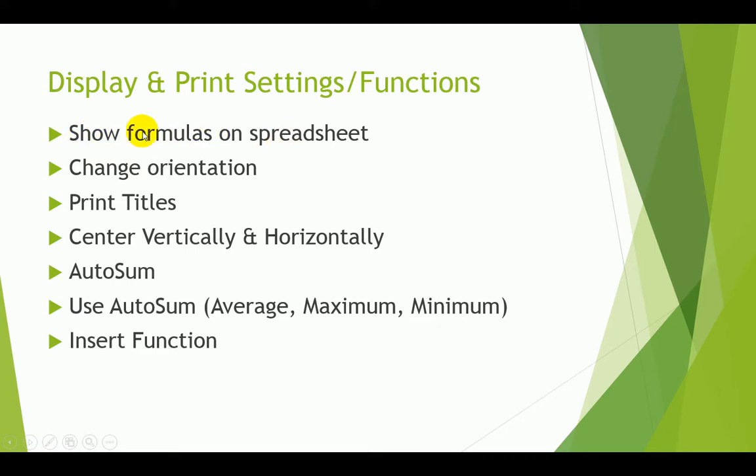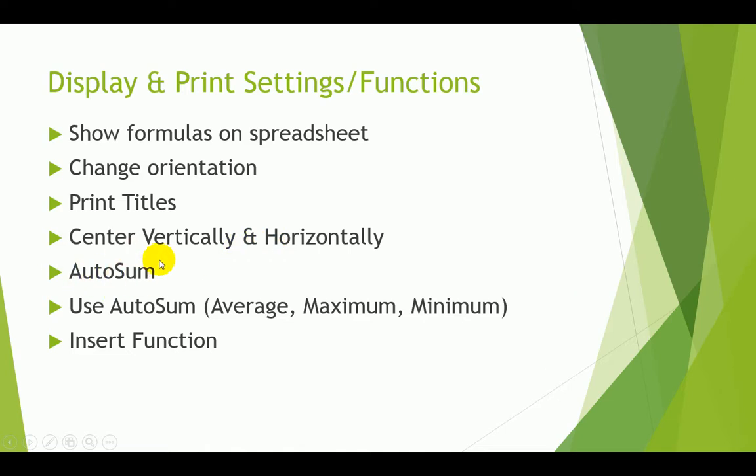In this lesson, we showed you how to display the formulas on the spreadsheet by going to the Formulas tab on the ribbon and clicking on that button that says Show Formulas. We changed the orientation of our document. You can either do that through the print preview or page layout. We talked about print titles. That's where you have a row that needs to be printed at the top of every page. And we found that also under page layout. We used the print titles button. We centered vertically and horizontally by using the page setup setting.